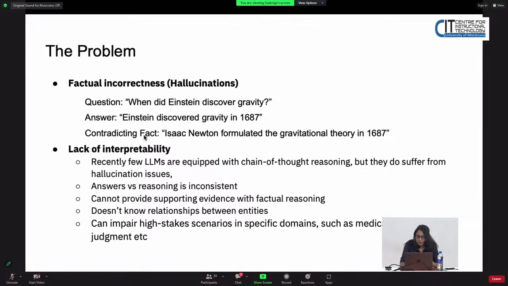And this can be really problematic in very high stakes scenarios in specific domains, like, for example, medical diagnosis or legal judgment. In the case of the medical field, we can't expect to see wrong answers because people can ask very sensitive questions, and therefore there's a need to address this.